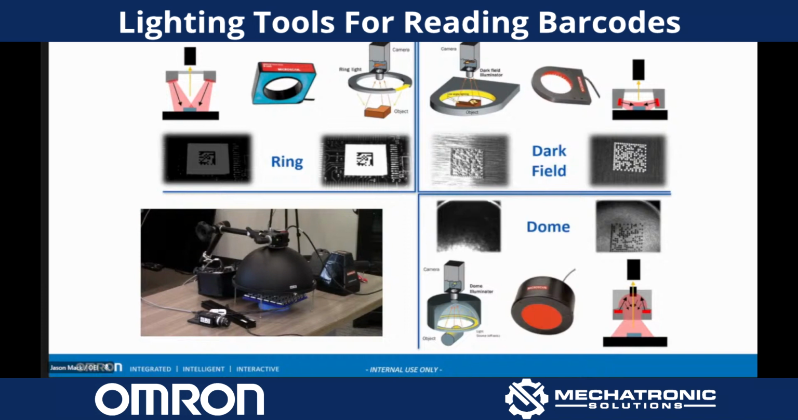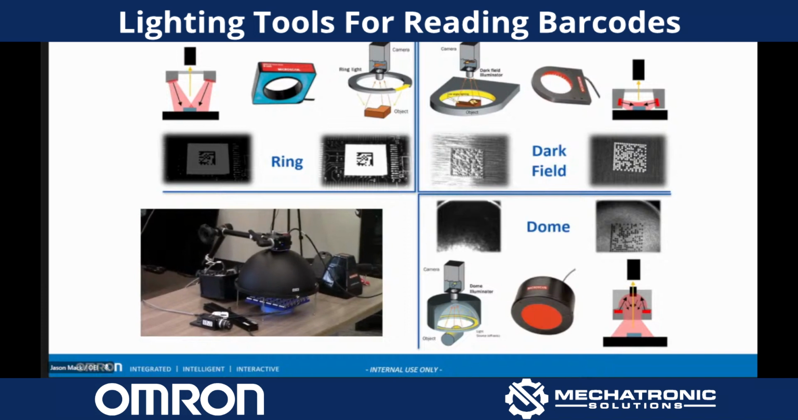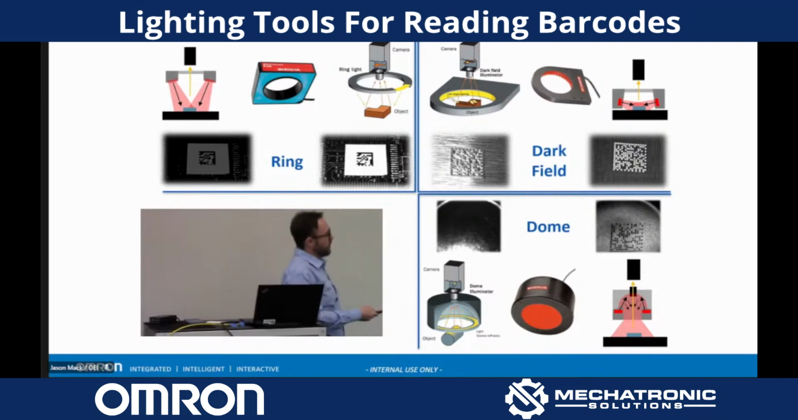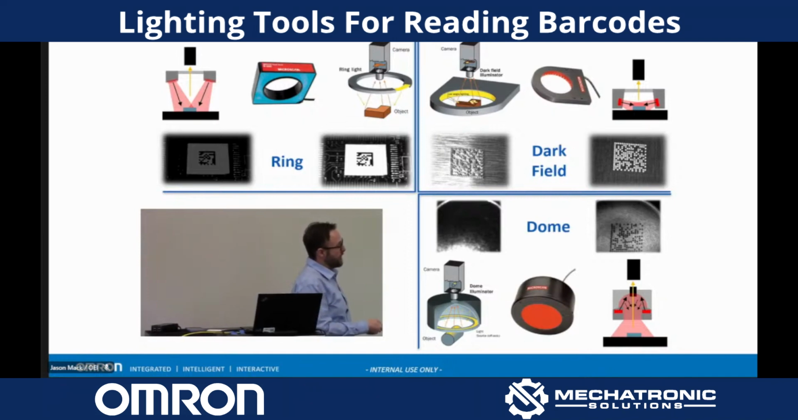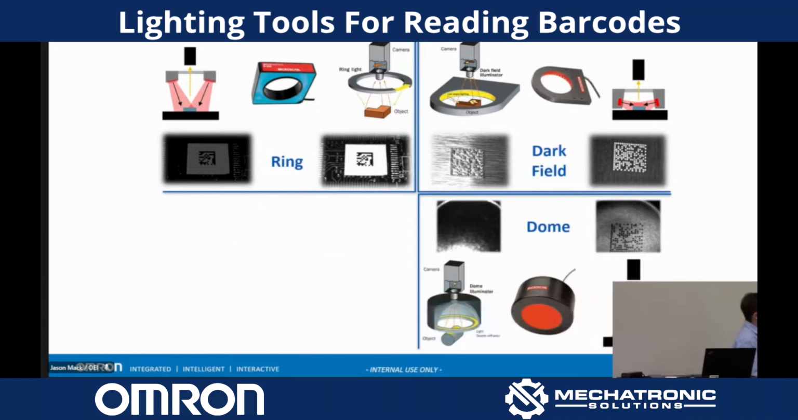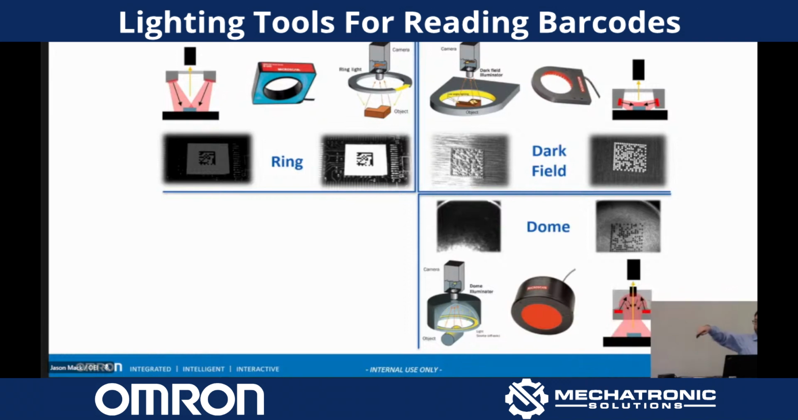One of the tough things though on the dome light is, you see right here for the dome light, you're almost right on top of the part, and that's honestly even a bad picture right there. If you look over here, I'm over top of the part completely. What would happen with a dome light if you lifted it up a little bit higher? What would it turn into? A ring light? It would turn into a ring light.